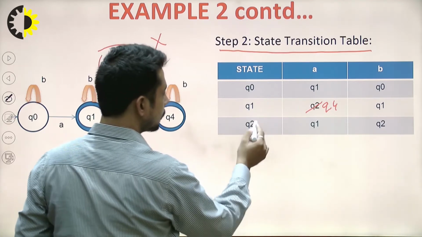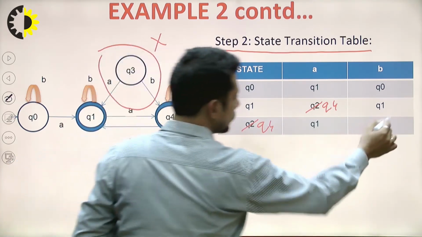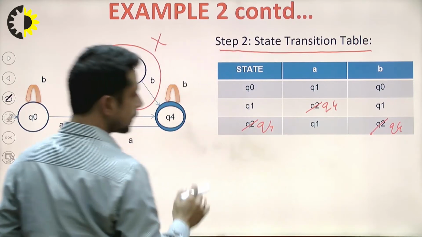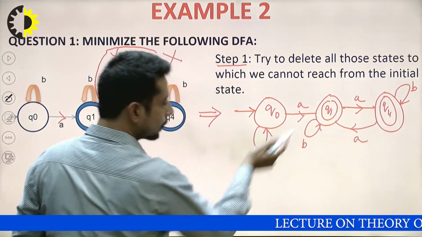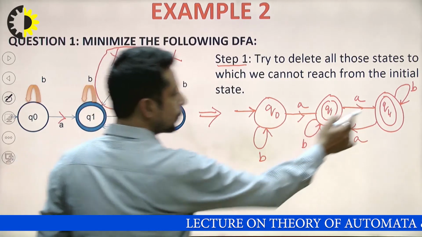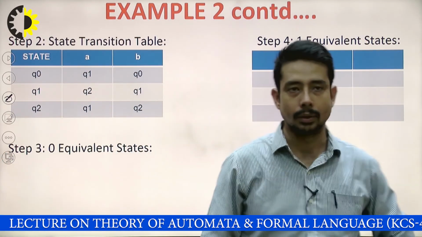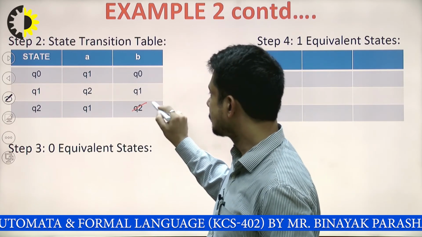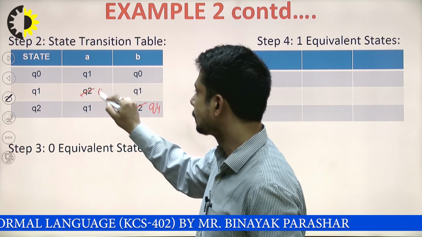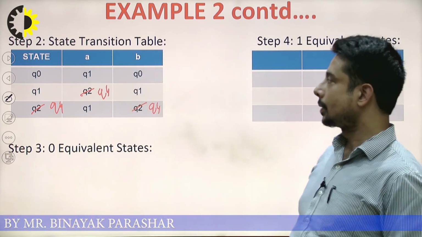Q2 on seeing, there is no Q2, Q2 has been deleted, so it will be Q4, okay? And this will be Q4. There is no Q2 state. So Q4 on seeing A, it is going back to Q1, yes, and Q4 on seeing B, it is coming back to itself. So this is the final transition table that we got. So in step number 2, we got this table where Q2 is nothing but Q4 only. So please neglect this. Okay, so we got this step number 2 transition table.